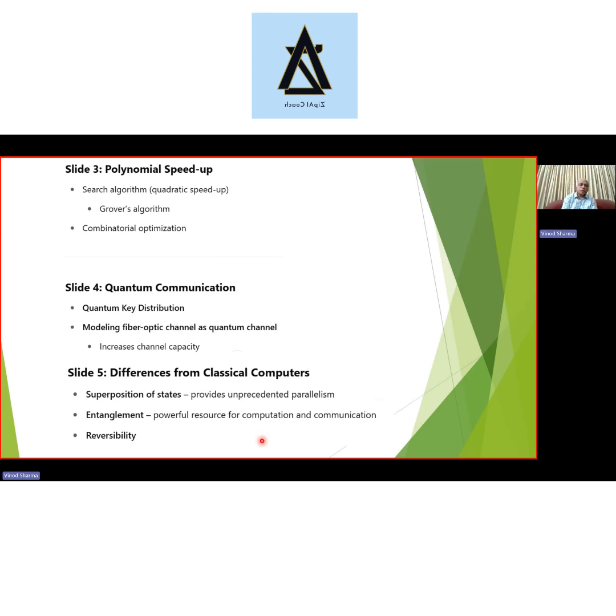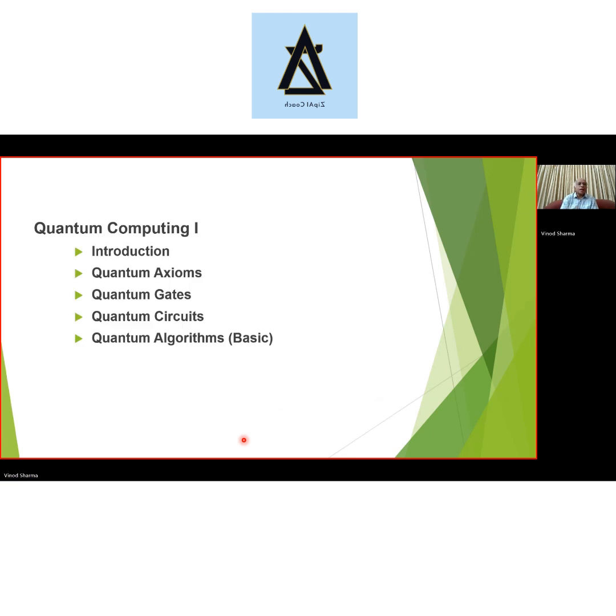Another difference between classical computers and quantum computers is that in quantum computing, all computations are reversible. But in classical computers, of course, reversibility is not guaranteed. Some operations are reversible and some are not reversible. So this has certain applications which we will not directly discuss in this series.